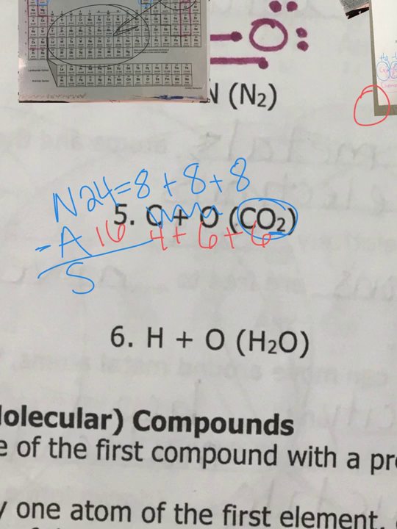16. All right, what is 24 minus 16? 8. Thank you. All right, so we have 8 things that need to be shared. So in order to figure out how many bonds, we divide that 8 by 2. All right, so 8 divided by 2 equals? Good. All right, so we're going to have 4 bonds.